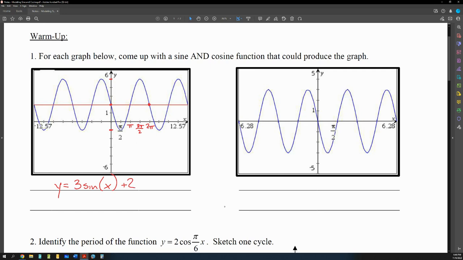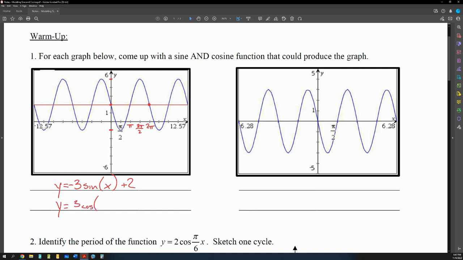Now we have to determine whether or not this is positive sign or negative sign. Well, because we are first going down from the midline, then this is a negative sign. Okay? Your answer may vary. Let's write a cosine equation. So y is equal to, the amplitude does not change, so we still have 3, and then cosine.